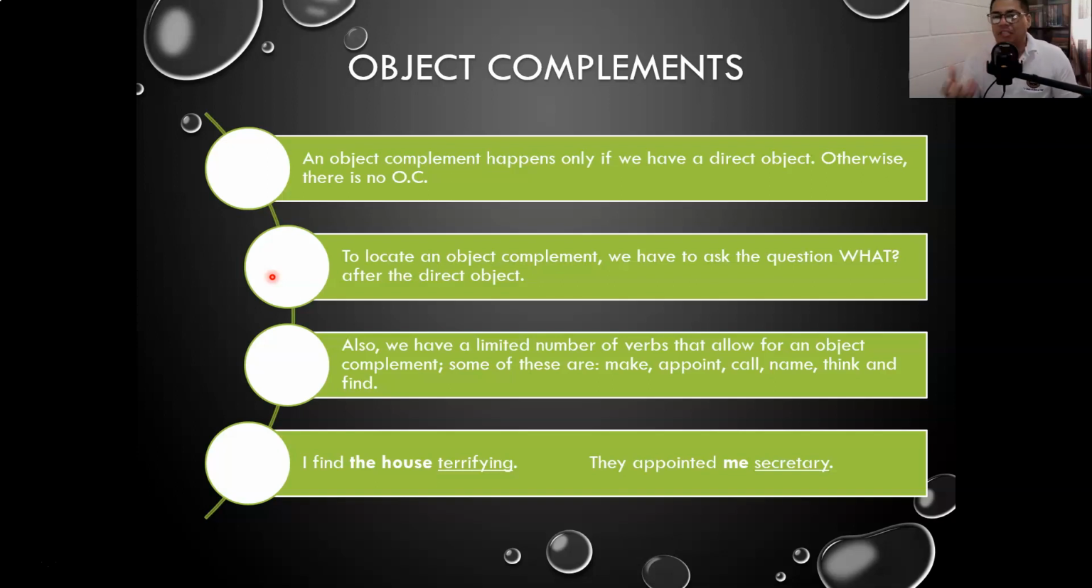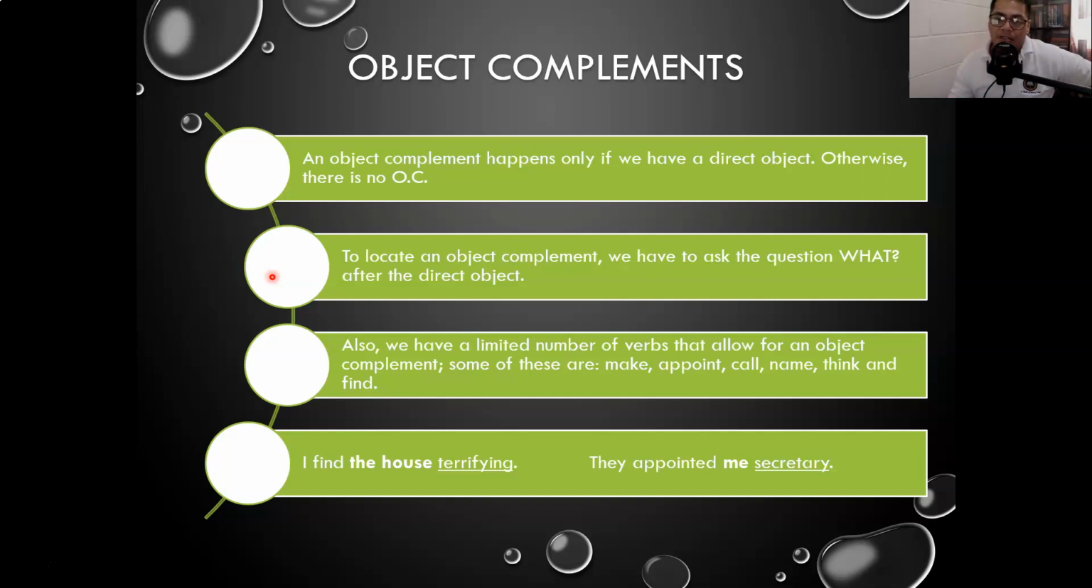But more than the question, I want you to focus on what this phrase or this word after the direct object is doing. That's the whole point. It's not really the question, it's that you need to observe if this word or phrase after the direct object is renaming it or if it is describing it. That's the whole point, okay? Because I'll be honest, sometimes the question what might fall a little short depending on the object complement that we have. Now, okay, so remember, if you don't have a direct object, you cannot have an object complement.